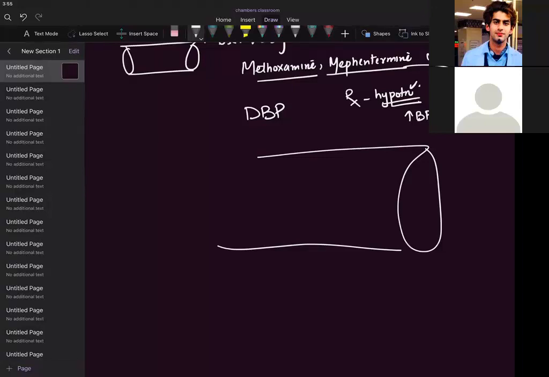You tell me first, guys, will I give this drug in a patient of hypertension? It is contraindicated. In hypertension, I already have vasoconstriction. Why would I give this? I will be worsening the condition. So it is contraindicated in severe hypertension and also in narrow angle glaucoma.